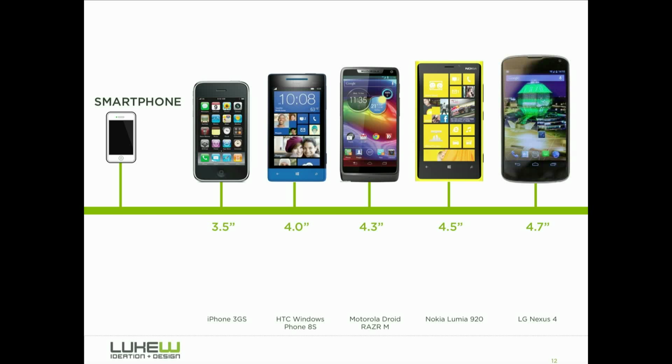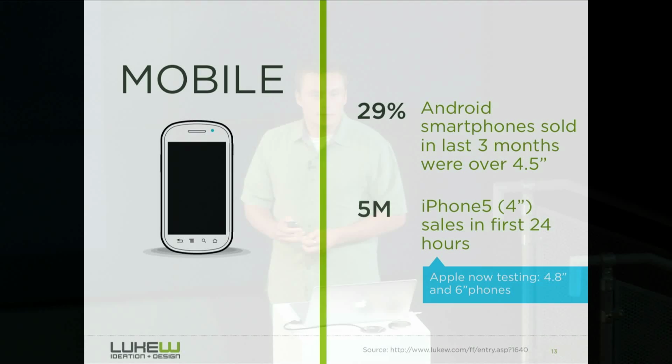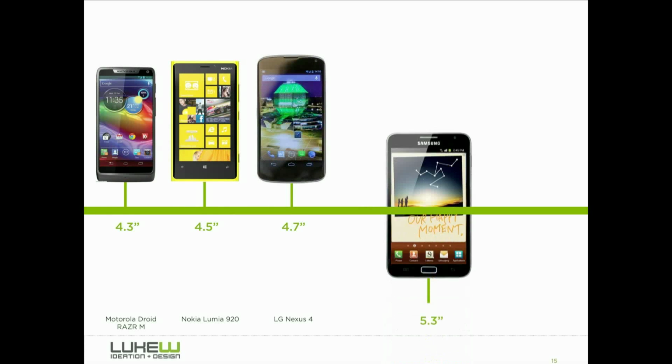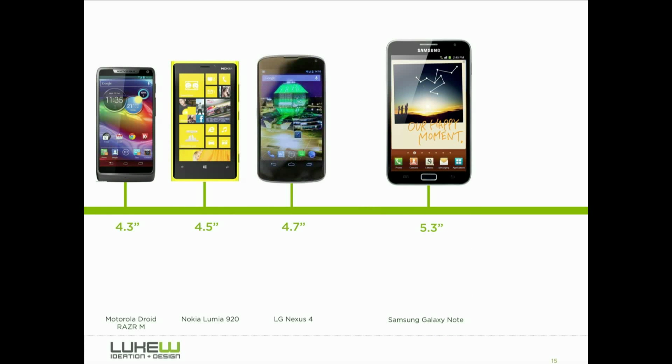They're getting bigger. In fact, in the past 3 months, about 30% of Android phones are over 4.5 inches. The iPhone 5, which is a 4-inch phone, sold about 5 million in the first 24 hours. Today, it's about 30-something% of iOS use. And there's all these rumors about Apple testing 4.8 and 6-inch phones. 6-inch phones? Who makes phones that big? Well, I introduced you to the Samsung Galaxy Note, 5.3-inch.